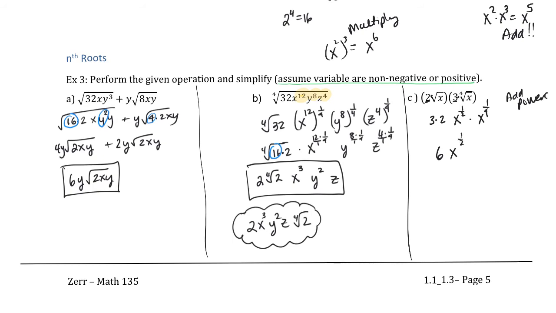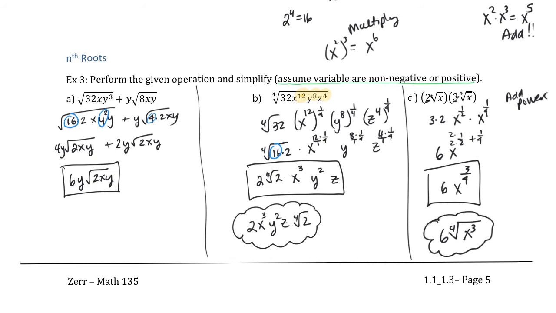So x to the 1/2 plus a 1/4, and we'll just get a common denominator there. So it would be x to the 3/4. 6 times x to the 3/4. And if you like putting this back into radical form, it would be 6 times the 4th root of x cubed. So both of those are equivalent.